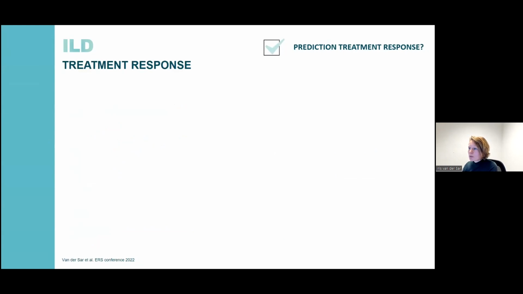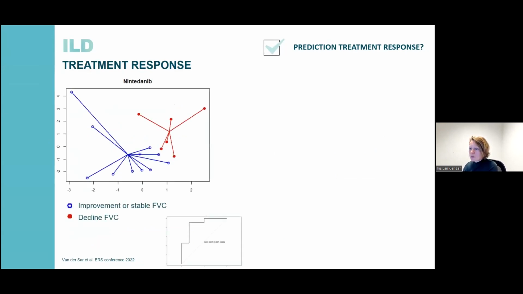If we then look at treatment response, we did a very small pilot study in patients that were starting to use nintedanib. Nintedanib is an antifibrotic drug that can be used in patients with progressive pulmonary fibrosis, which is a deadly phenotype of ILD. But not all patients respond very well. So the goal is to stabilize the fibrosis formation and therefore stabilize the pulmonary function.